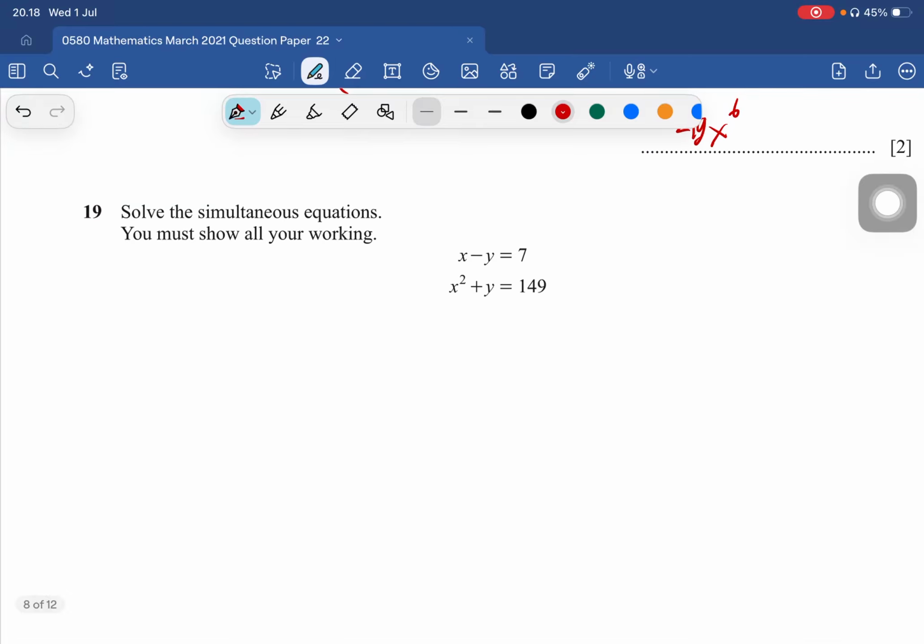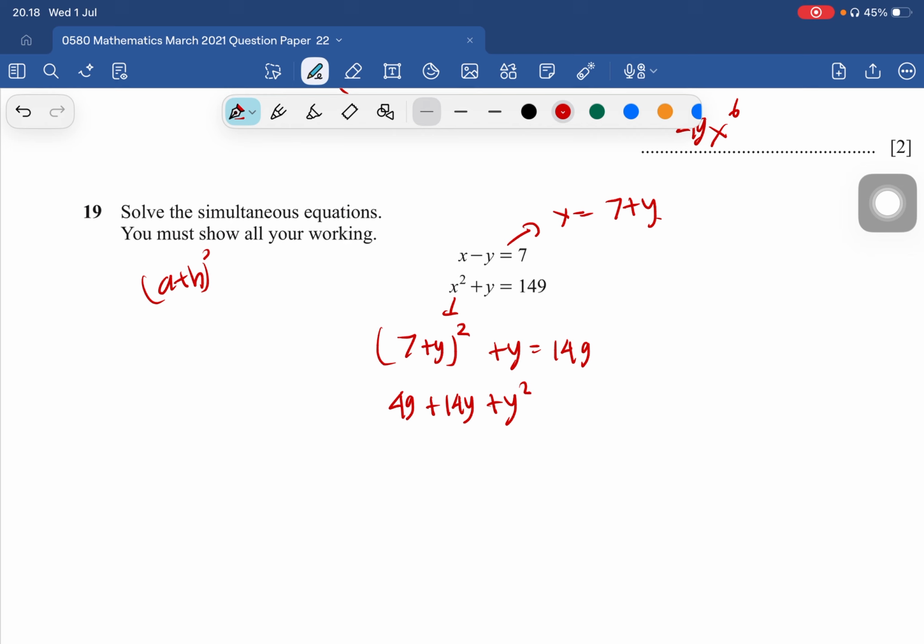Okay, we need to show our working here. Let's rearrange. So we got x equal to 7 plus y. Okay, we substitute here. (7 plus y) squared plus y equal to 149. So here 7 squared is 49 plus 14y plus y squared, since (a plus b) squared equals a squared plus 2ab plus b squared.